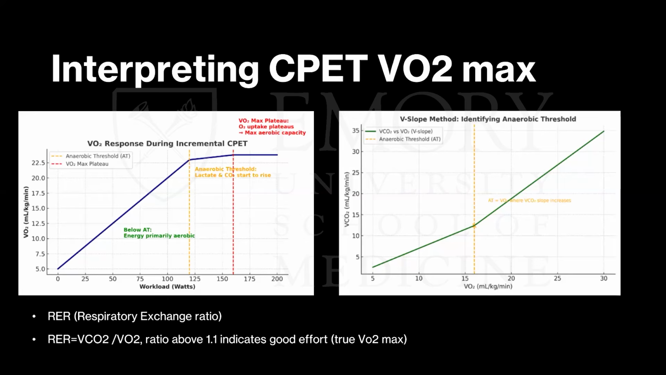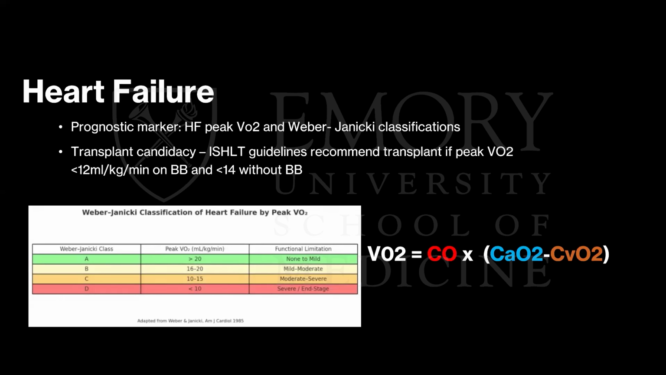The big area of concern is when you get into class C and D. When you get into the teens, so 10 to 15, even getting closer to 17, or definitely when you're below 10, now you're in a high risk category. The guidelines currently say if you're doing a VO2 max and you're below 12 on a beta blocker, that's a transplant candidacy. But without a beta blocker, it goes up a little bit.